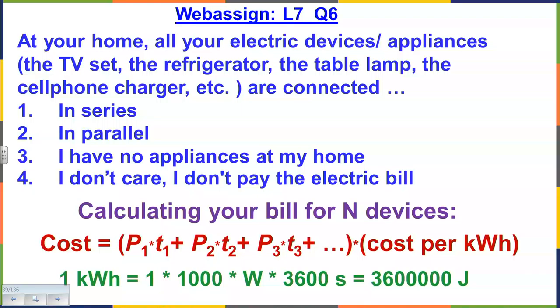This is how you pay your electric bill. Each device consumes some power. If you use it for an hour or 10 hours, you just calculate the total amount of work that device does. For the first device, power times time, over a month. For the second, you calculate the total energy spent, and you multiply by how much you pay.